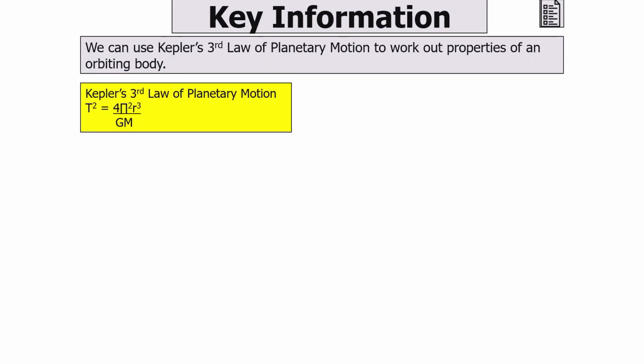We can also use the full equation of Kepler's third law of planetary motion to work out properties of the body. Now we know T squared is equal to 4 pi squared r cubed over GM.